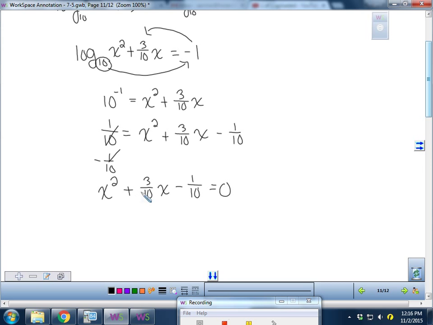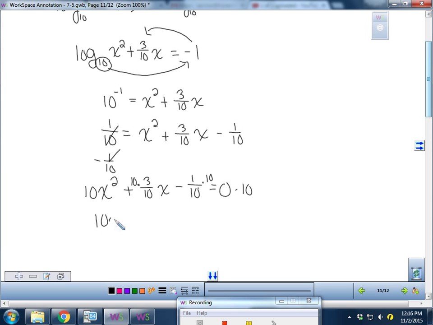If you notice, everything has a denominator of 10. So I'm going to go through and multiply everything by 10. So this would be 10x squared, 10 times 3/10 x, minus 1/10 times 10, and then 0 times 10. So every single term gets multiplied by 10.